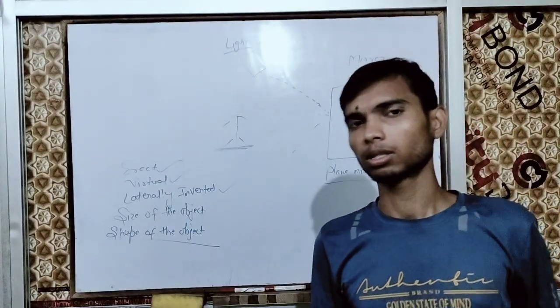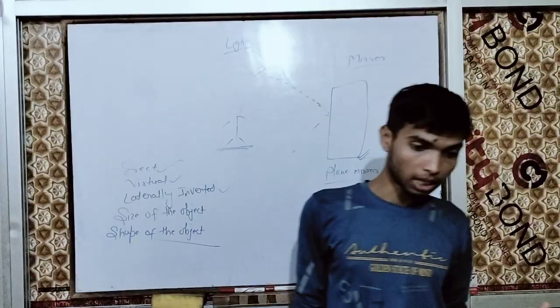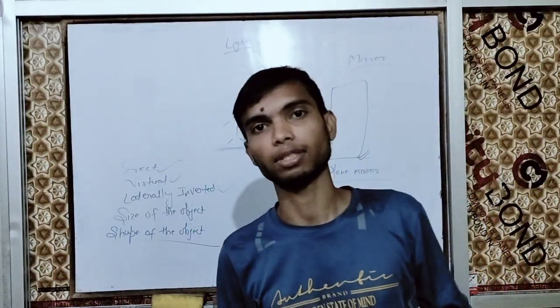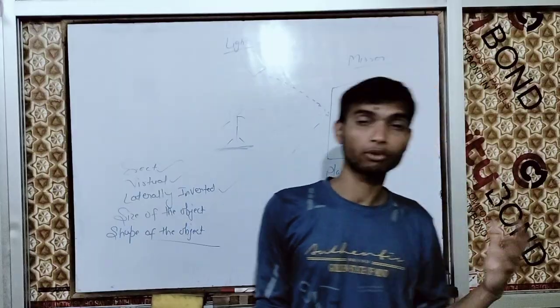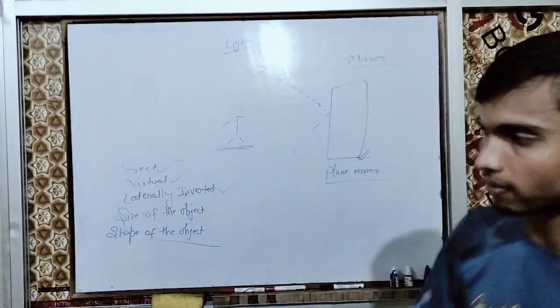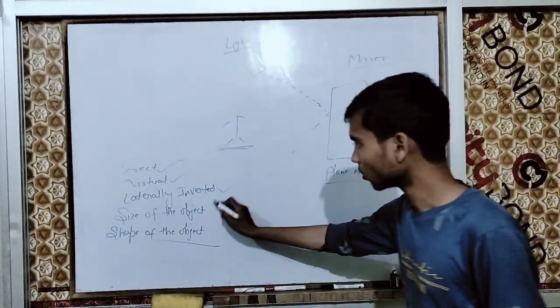What are you observing? You are observing that the right part of the object appears on the left side, and the left part of the object appears on the right side. That is the meaning of laterally inverted. Now it is also done.